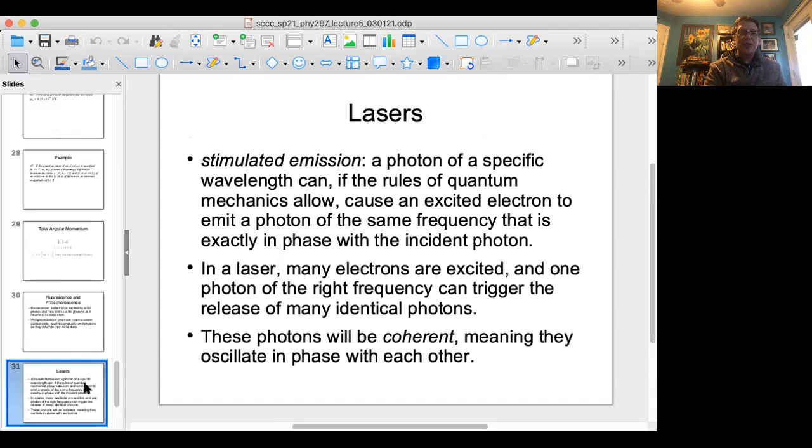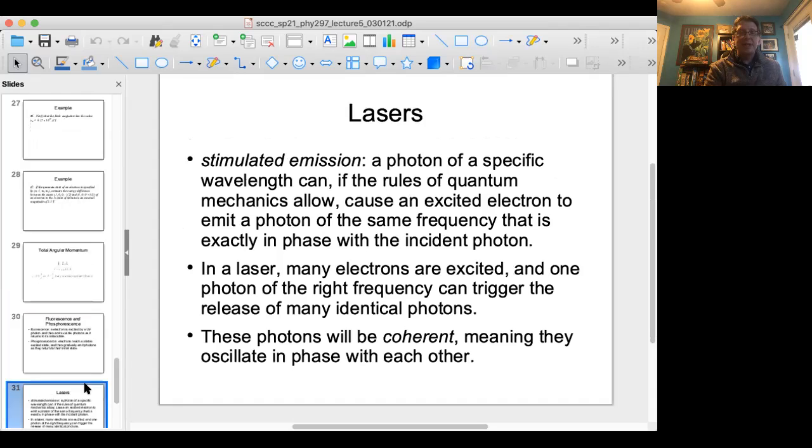And the last thing we're going to talk about in this chapter is lasers. And lasers work on the principle of stimulated emission. So a photon of a specific wavelength, if the rules of quantum mechanics allow, can cause an excited electron to emit a photon of the same frequency that is exactly in phase with the incident photon.